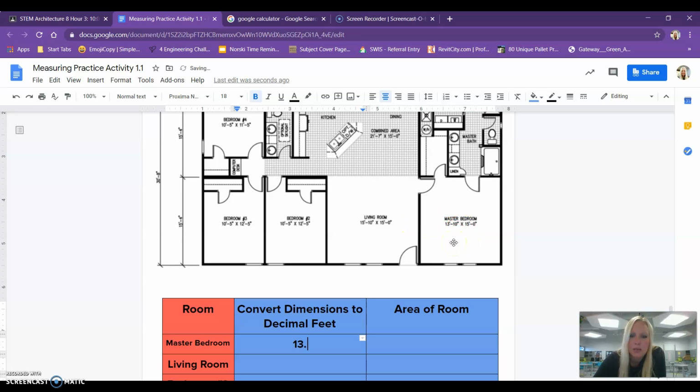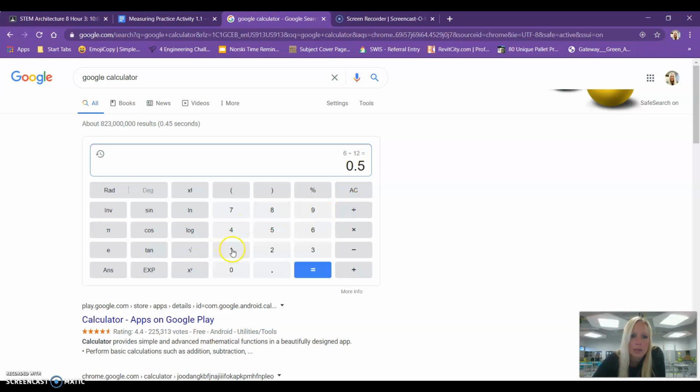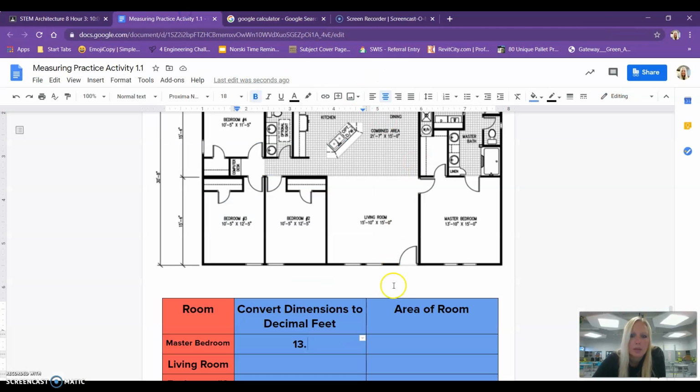So I'm going to do 13 point, and I'm going to go to my calculator. 10 divided by 12 is 0.83. And it's 15 feet 0 inches, so it's just 15.0. So those are my decimal feet. Okay? Gotta remember my foot.